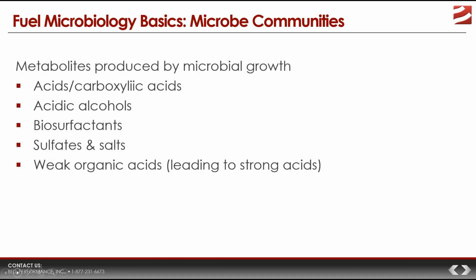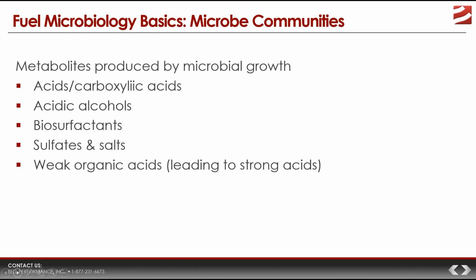Now, naturally, we would expect all these different kinds of microbes may skew towards producing more of one kind of waste product, or what we call a metabolite, than another kind. But generally speaking, they produce categories of metabolites. They produce weak organic acids, which can many times react with things like aggressive chlorine ions to form strong acids. They form carboxylic acids and acidic alcohols and sulfates and salts, all sorts of things.